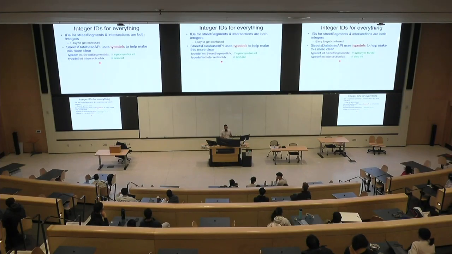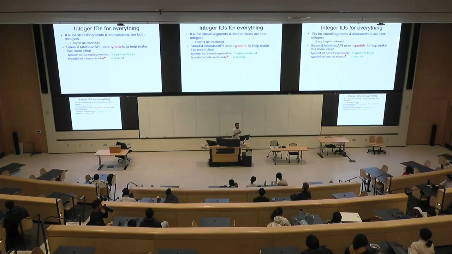So typedef is a concept in C++ that allows you to give a synonym to a certain primitive type so that you make your code less confusing. We've already written this in the street database API to make it less confusing for you. So we write typedef int StreetSegmentIdx.